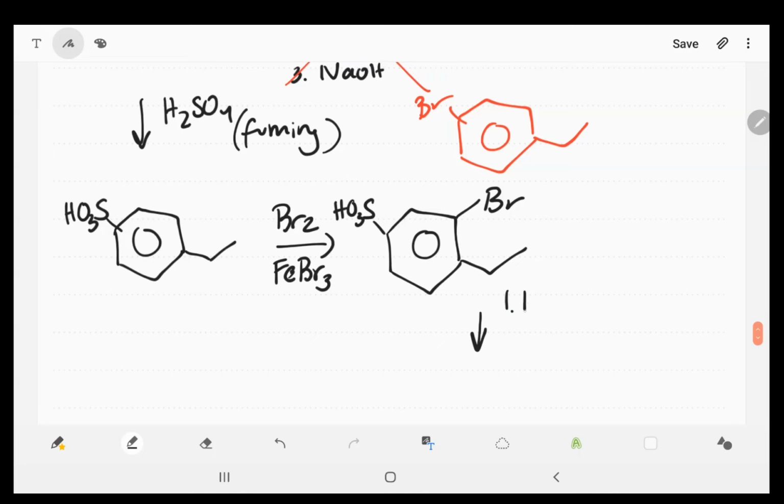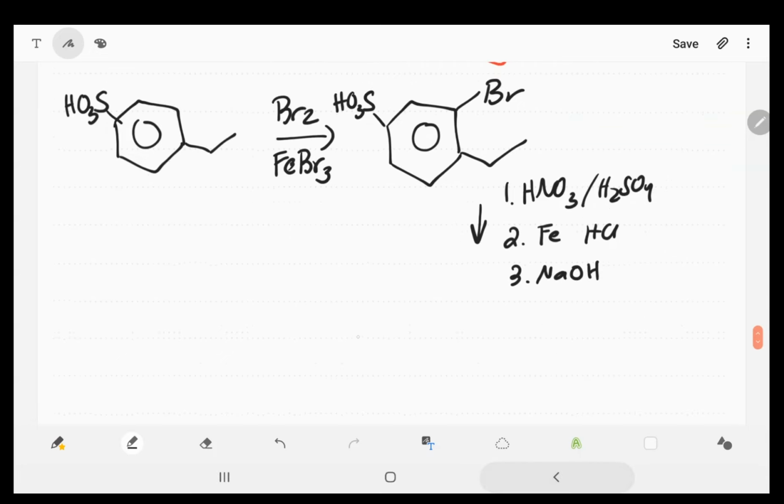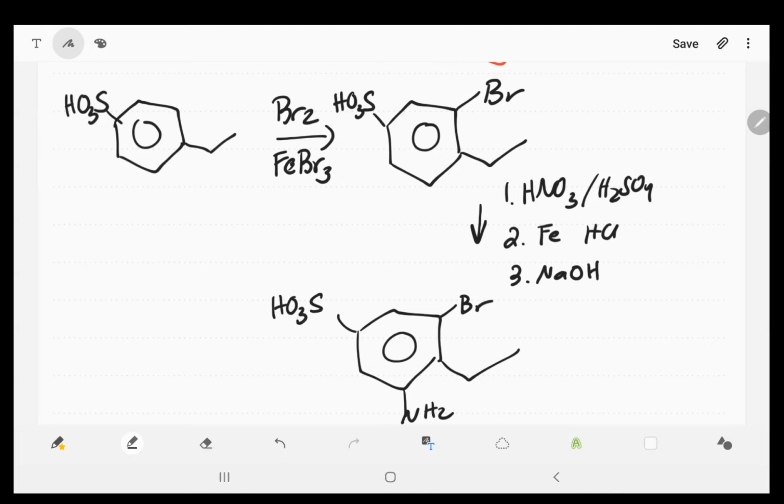So doing the nitric acid and the, what is it? The iron and HCl, and then the NaOH. That'll get us to having our amine. And it'll be ortho to our bromine. Although we may want to hold off on doing steps 2 and 3. We may want to leave this as nitro.